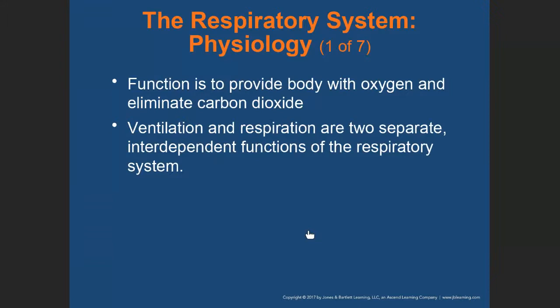Now, the physiology of the respiratory system. When we look at the function of the respiratory system, it really has three essential functions. There are three things that you need to be familiar with. The acronym I use is VOR. The V represents ventilation. The respiratory system is responsible for the process of ventilation. The O represents oxygenation, and the R represents respiration. So it's VOR: ventilation, oxygenation, and respiration.